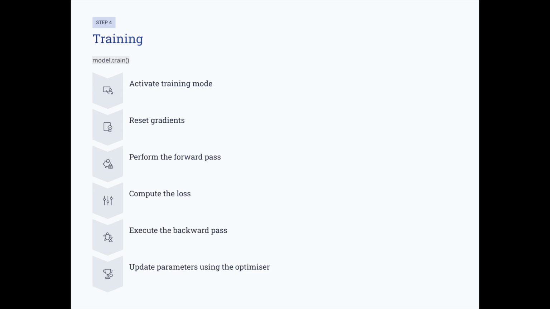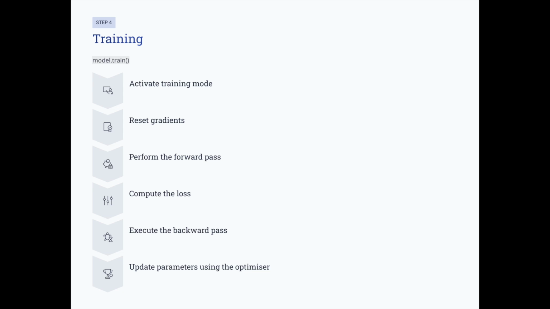Each training iteration follows a structured loop. 1. Activate training mode. 2. Reset gradients. 3. Perform the forward pass. 4. Compute the loss. 5. Execute the backward pass. 6. Update parameters using the optimizer. This loop is repeated across batches and epochs, allowing the model to progressively refine its internal representations.